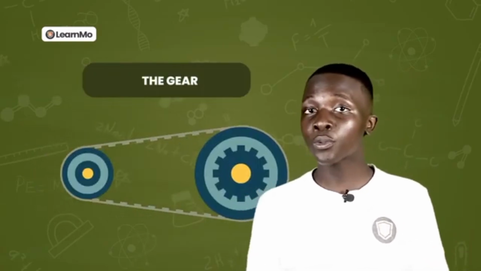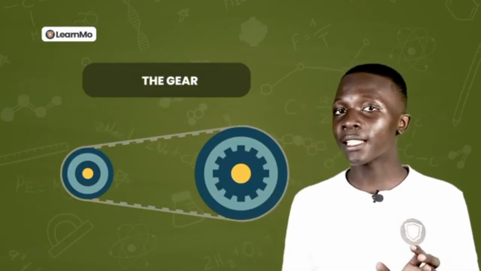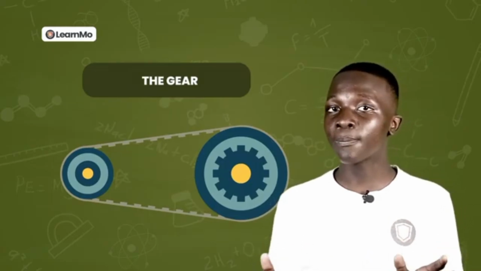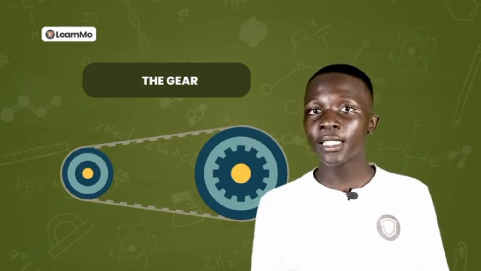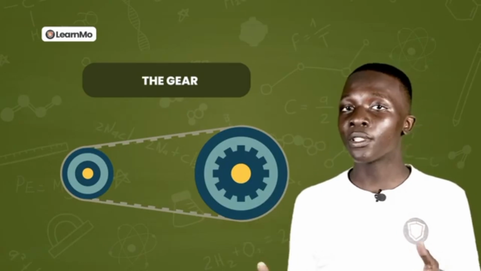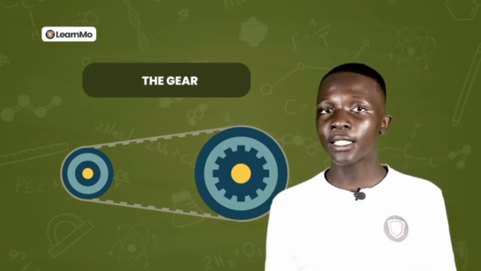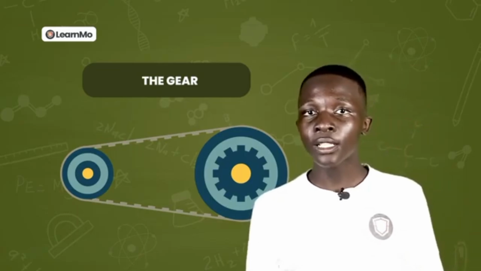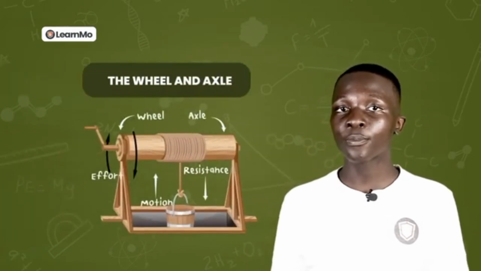Number 3, the gear. This is a toothed wheel that works with others to alter the relation between the speed of a driving mechanism, such as the engine of a vehicle, and the speed of the driven parts, that is, the wheels. Number 4, the wheel and axle.